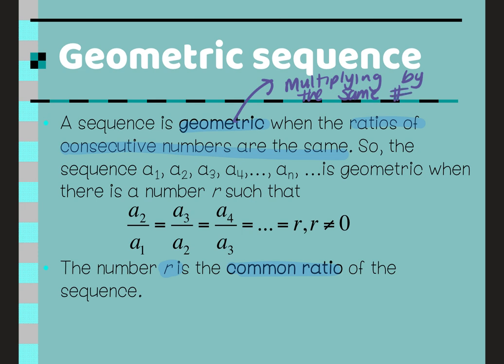And again, R, common ratio. So we know D is the difference, which is arithmetic, and R is the common ratio, which is geometric.